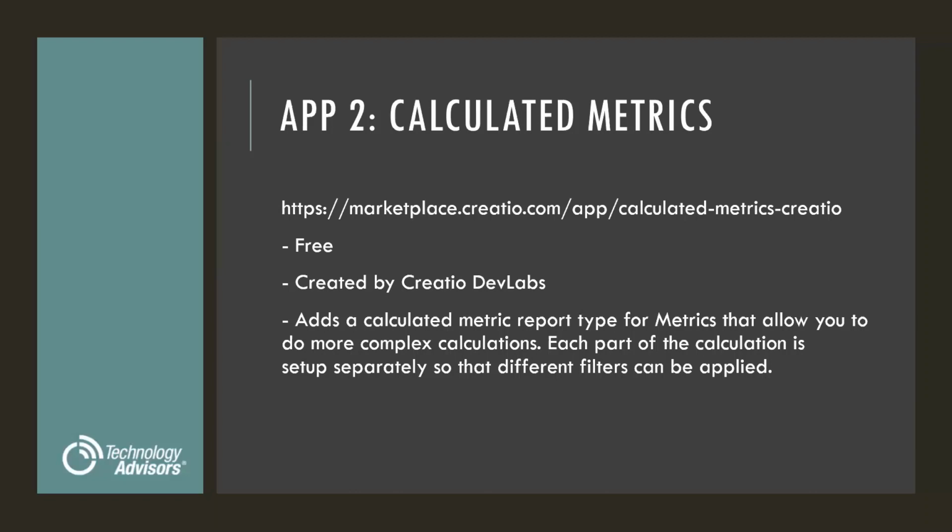So essentially, if you're familiar with metrics on your dashboard, that's when you're calculating something like a count or a sum of a field for a particular set of data. The calculated metrics lets you do more complex calculations as part of that metric. So I think the biggest thing here that I have found is that each part of the calculation gets set up separately. So you can apply different filters. Like I can say, how many opportunities do I have total? How many of them have been won? Or how many activities have been scheduled total? How many of them have been completed? Something like that. And I can set up the different logic with different filters for those two different things that are part of my calculation.